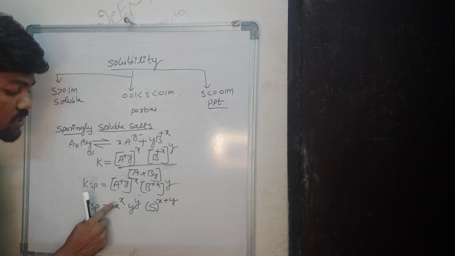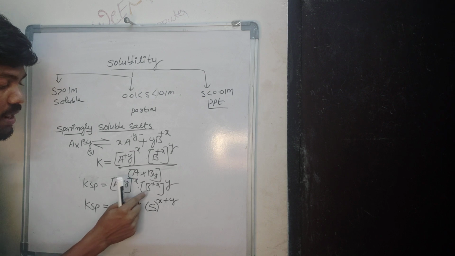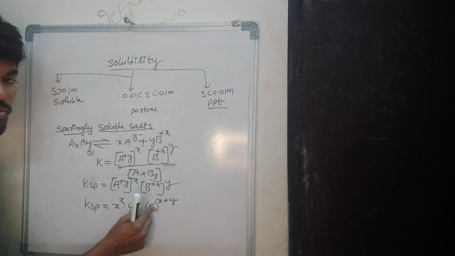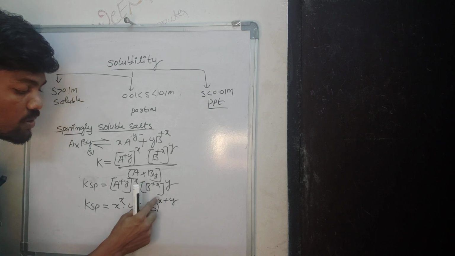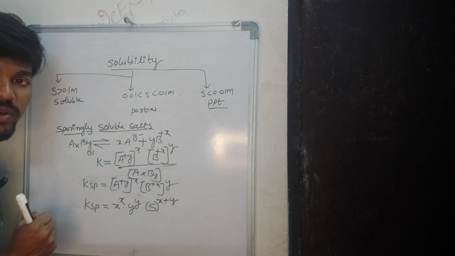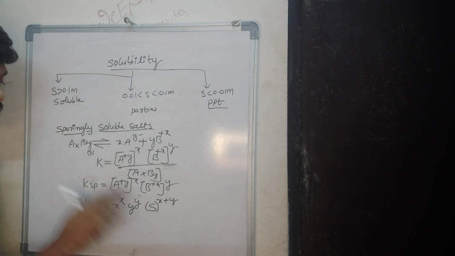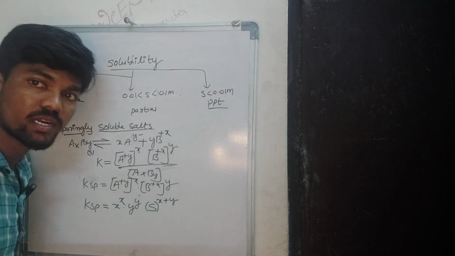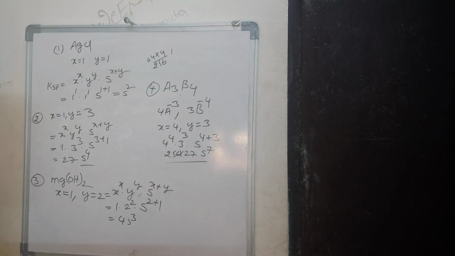So what we have to do: x power x, y power y, and the concentrations are x and y. S means solubility. S is power x plus y. You have to use both, S into S. What happens? S to the power x plus y. This is the main formula. I will give you one example so you will be clear about this formula.